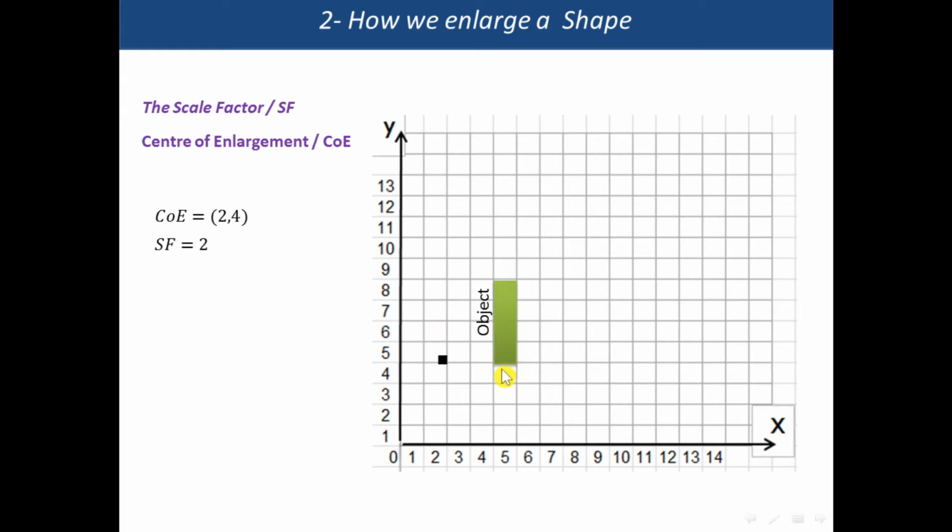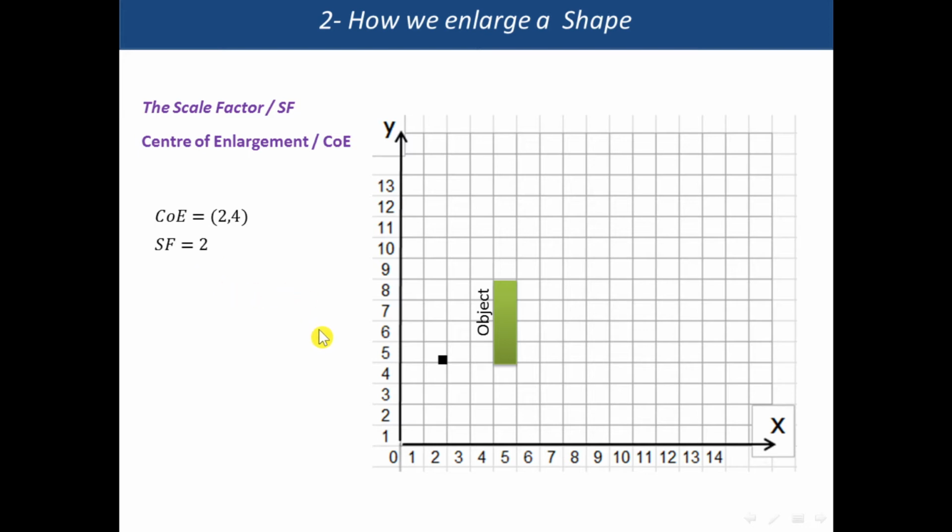When here the width is 1, 1 multiplied by 2 gives 2 in the image. When this side is 4 squares, you multiply 4 by 2, so it is 8. The corresponding side in the image from this side in the object will be 8 squares, because this is 4 squares and I multiplied it by this scale.